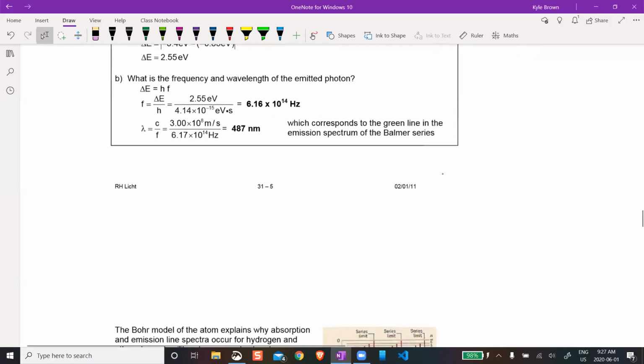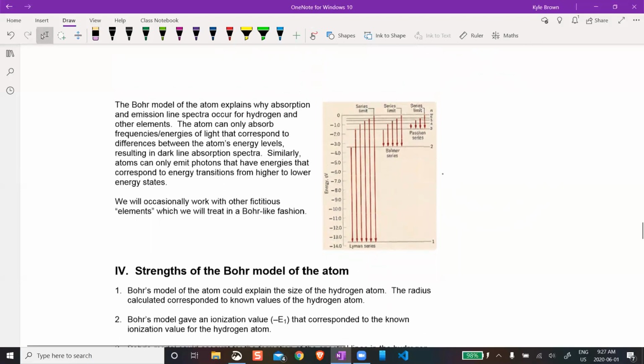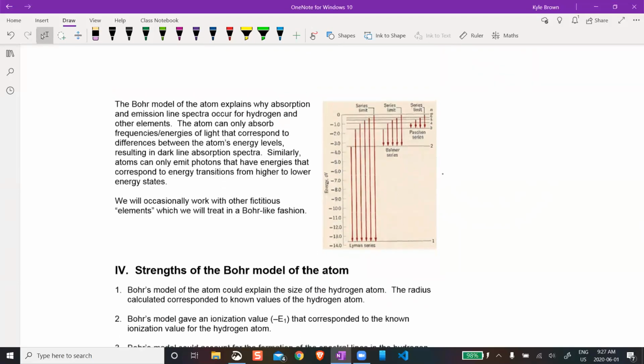Okay, so there's some examples, very similar to what we did in the last lesson though. The idea here is this actually kind of explains our different series that they found at the beginning. So there's the Lyman series, the Balmer series, and the Paschen series. So if you can see, here's our energy level diagram.